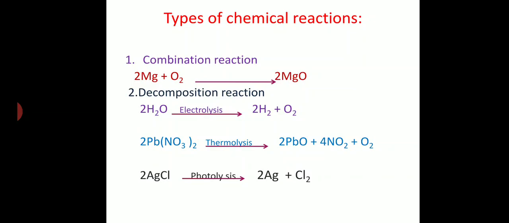So if you want to break anything, you need to give energy. So here we supply 3 forms of energy: heat, electricity, light. If heat is supplied, it is known as thermal decomposition. Example, lead nitrate, when it is heated, decomposes to form lead oxide, nitrogen dioxide and oxygen, right? When electricity is supplied, it is known as electrolytic decomposition. Example, electrolysis of water, electrolysis of sodium chloride, etc. When light is used, the reaction is known as photolytic decomposition. So silver chloride decomposes to form gray silver and chlorine gas, right?